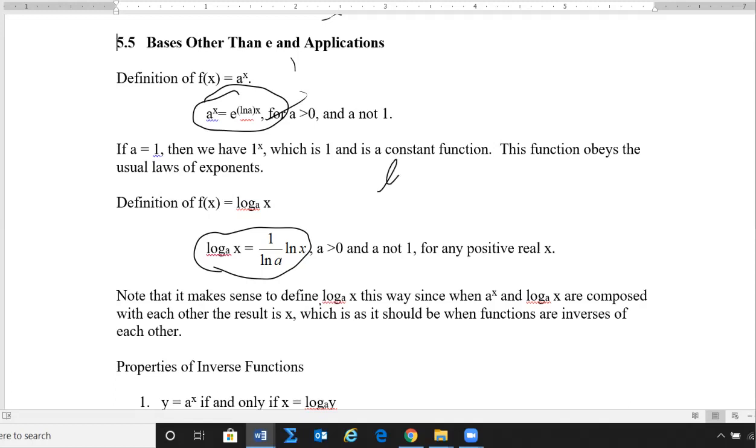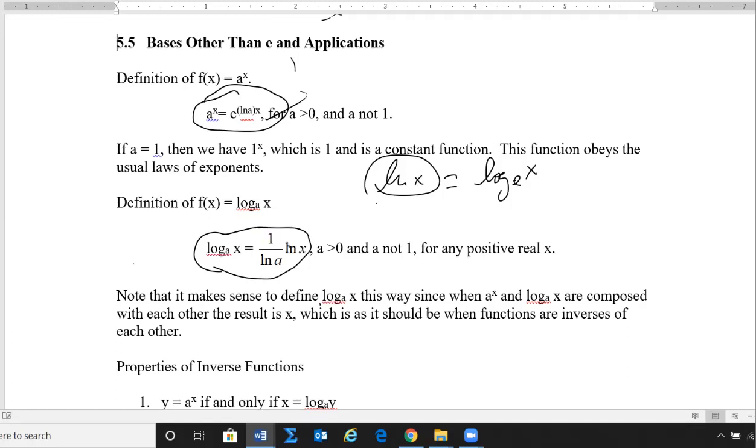So from now on, natural log of x, you could think of it as a log with a base e, like that. Okay, log with a base e. This is just easier to write, but they mean the same thing.